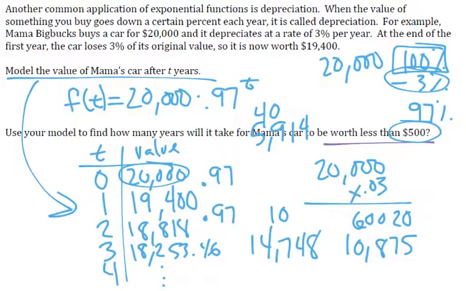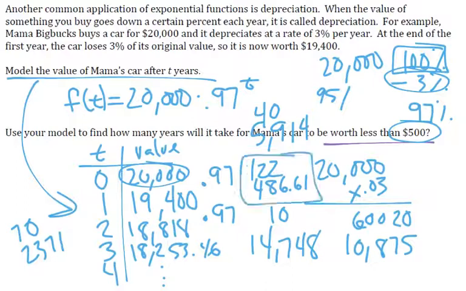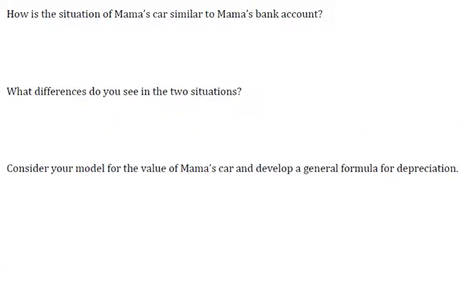At 70 years, we're at 2,371. So let's keep going. Figured you didn't want to keep hearing me talk, just my numbers. I'm at 80, 90, still above 1,000. At 100 years, we're at 951. I believe at 122 years, that was $486.61. So it takes a lot of years to do that. 122. Because we're only going down by 3%, that's a really small amount.